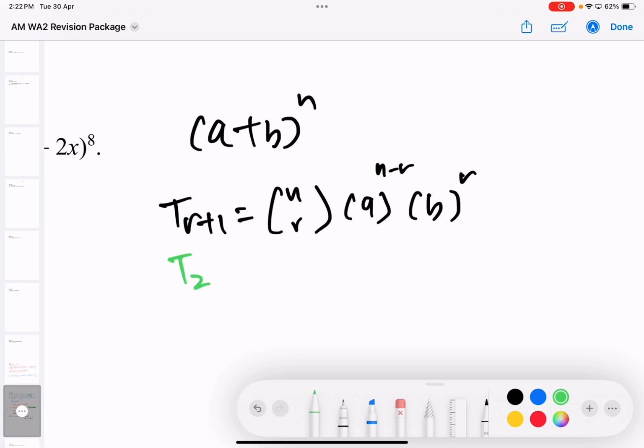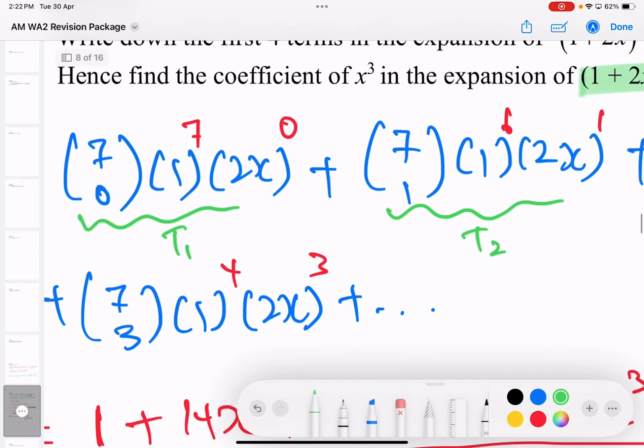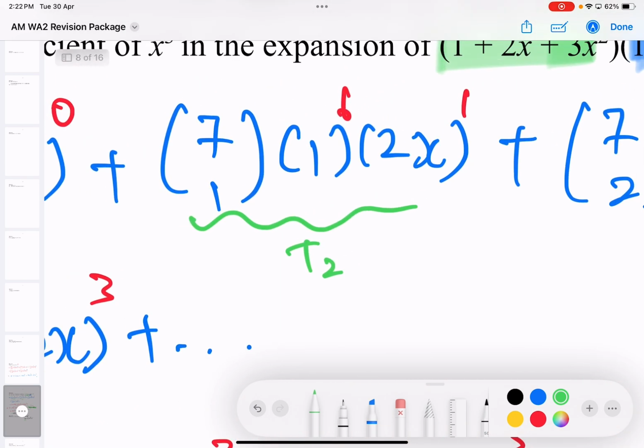Let's say if I want the second term, 2r plus 1, that means I know that r has to be 1. Correct? Let's take a look at this example first. Let's say this is my second term over here. If you ask yourself, how do you get 6 here? Do you notice that it is 7 minus 1? You get 6. And do you notice that this number over here matches this number?